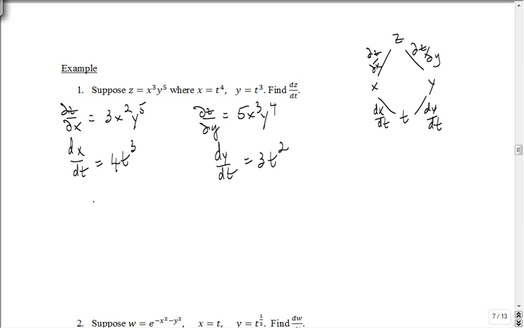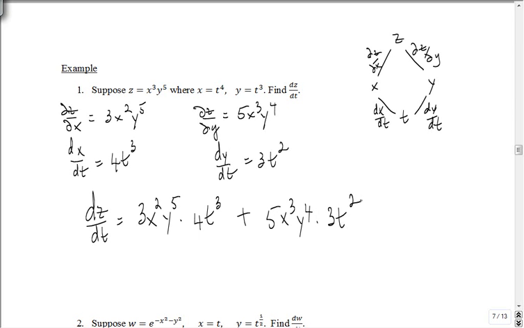And so the formula says that for dz dt, you multiply partial z partial x times dx dt, so it will be 3x squared y to the fifth times 4t cubed, plus 5x cubed y to the fourth times 3t squared. And everything must be in terms of t. So put back into this what x is and y is. x is t to the fourth, y is t cubed.